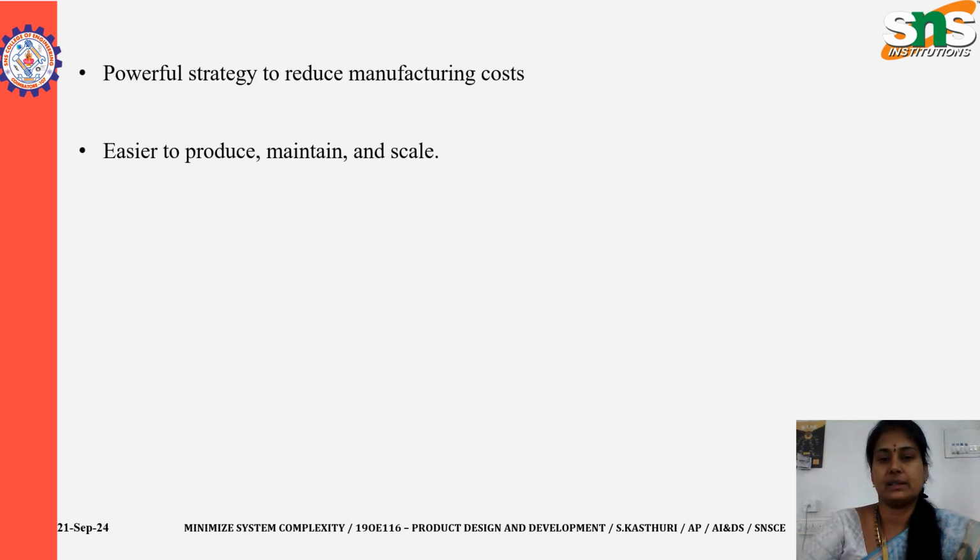In conclusion, minimizing the system complexity in design for manufacturability and product development is a powerful strategy to reduce the manufacturing costs, improve efficiency, and enhance product quality. By focusing on simplifying parts, minimizing fasteners, standardizing components, and integrating functions, manufacturers can create products that are easier to produce, maintain, and scale.